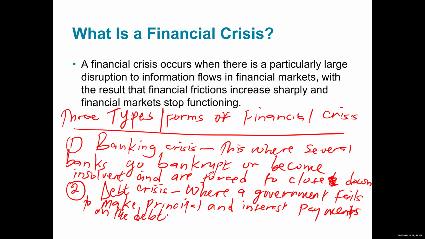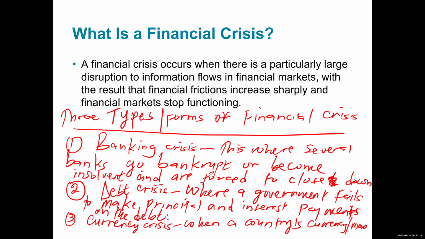And then the last type of financial crisis: if a financial crisis does not take the form of a banking crisis or a debt crisis, it takes the form of a currency crisis. A currency crisis is when a country's currency, or money, loses almost all its value. So the currency becomes like it has no value at all.